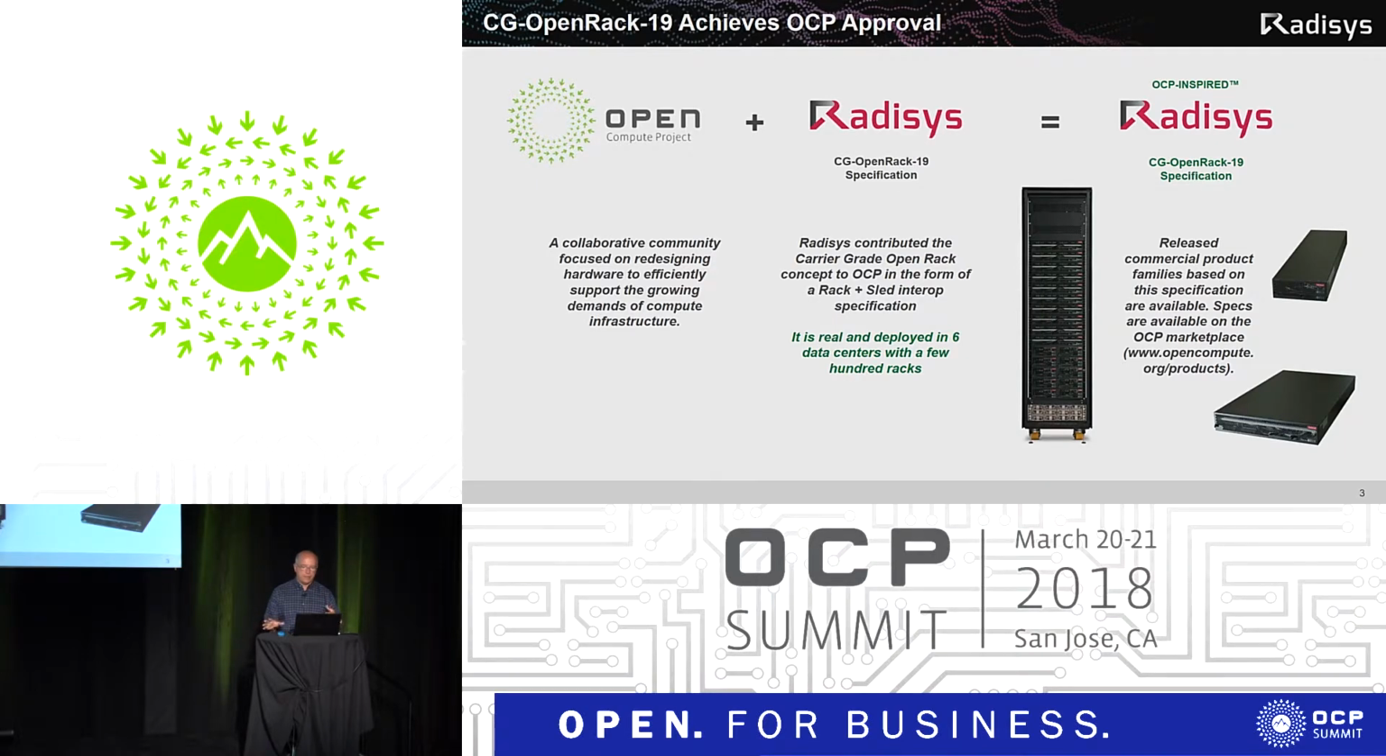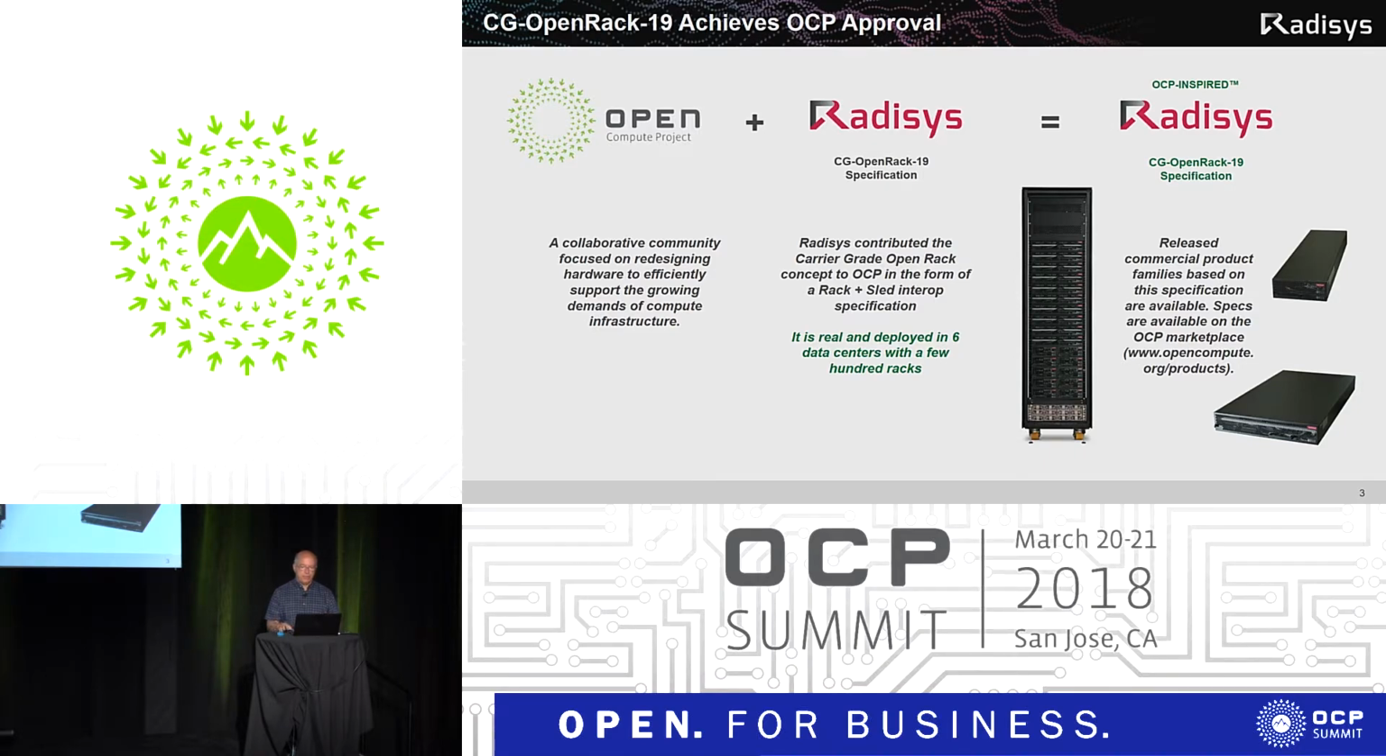So after a lot of analysis and prototyping, starting back in 2014, we agreed on a new design. Production shipments started in 2015, and we submitted the CG Open Rack 19 specification to the incubation committee, and we got approval in 2017. Full racks have been installed in 6 data centers, all carrying live customer traffic with hundreds of racks and several thousand servers.